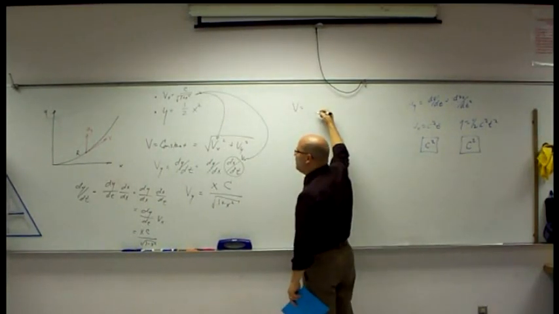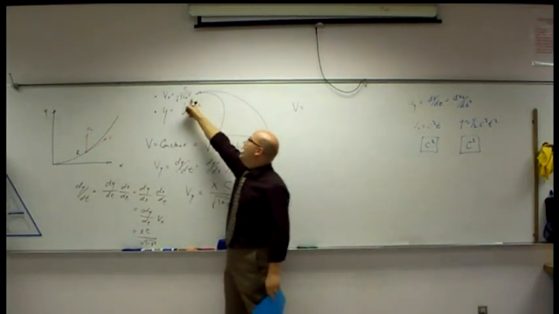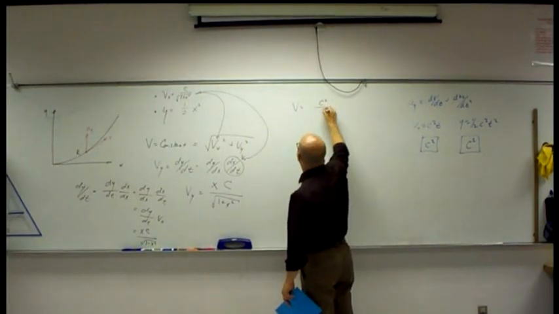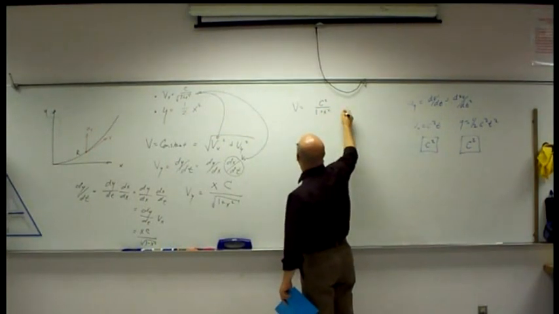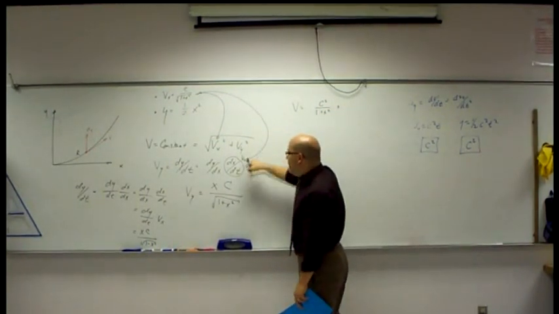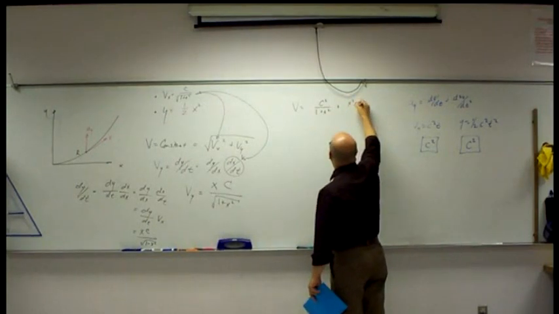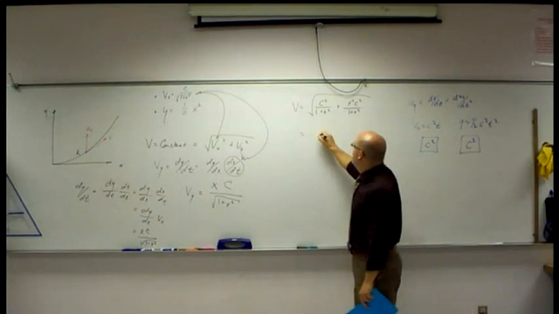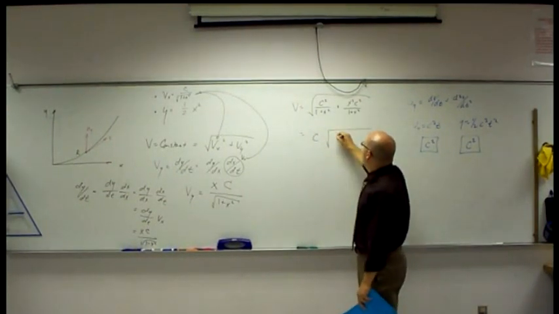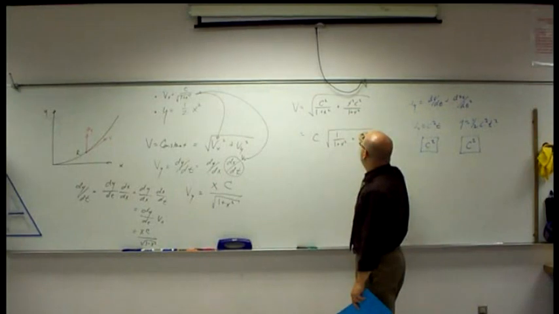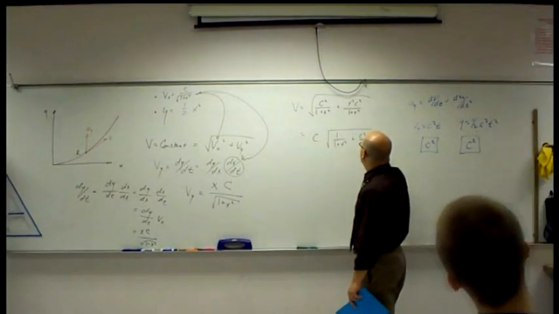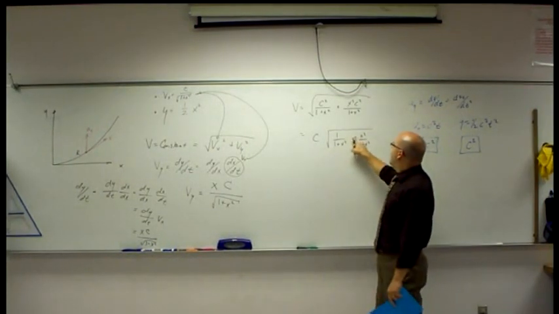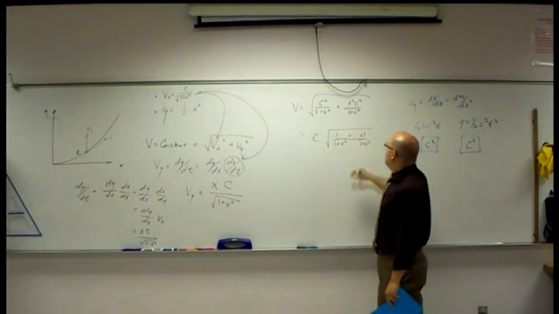Vx squared. That means I take that and square it, which is c squared over 1 plus x squared. Vy squared is this squared. So that's x squared c squared over 1 plus x squared. I square root the whole thing. Now watch this. Pull c out. I get 1 over 1 plus x squared plus x squared over 1 plus x squared. Oh, sorry, x squared. You forgot the x.